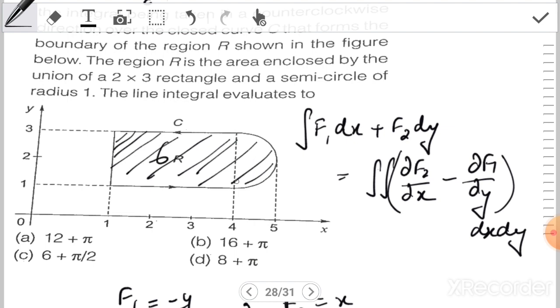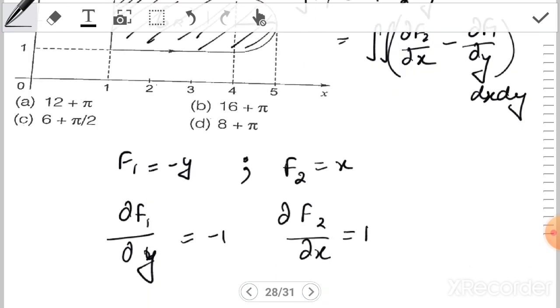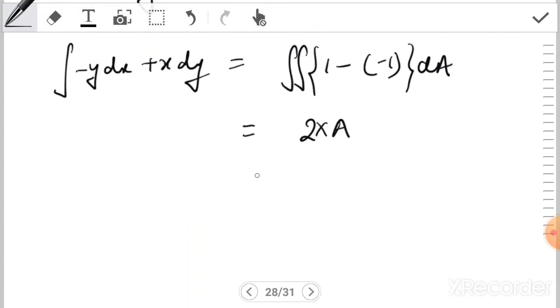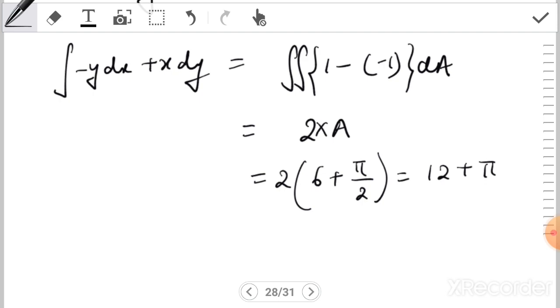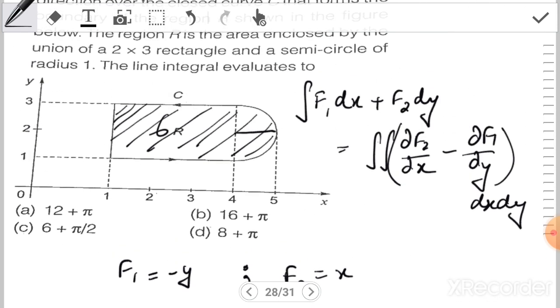And this semicircle has area pi by 2 r square. So the radius is 1 here, yes, from 4 to 5, 1 unit. So pi by 2 units. So 2 into 6 plus pi by 2 units, which is 12 plus pi. Yes, okay, 12 plus pi. Okay, let's go to the next problem.